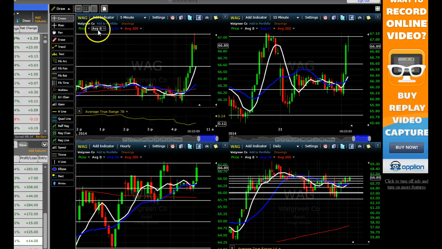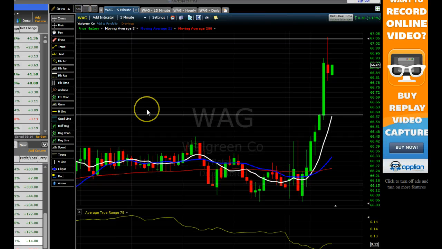If I expand this and look at this 5-minute chart, you can see here's what Walgreens has done today. It made a big move up, blew through this line, got all the way up into that line, and then came back. So basically, what I did is I shorted it when it did that, and we'll see how this works because here it comes. It's coming back up or wanting to go back up, but I think that's the end of this move.